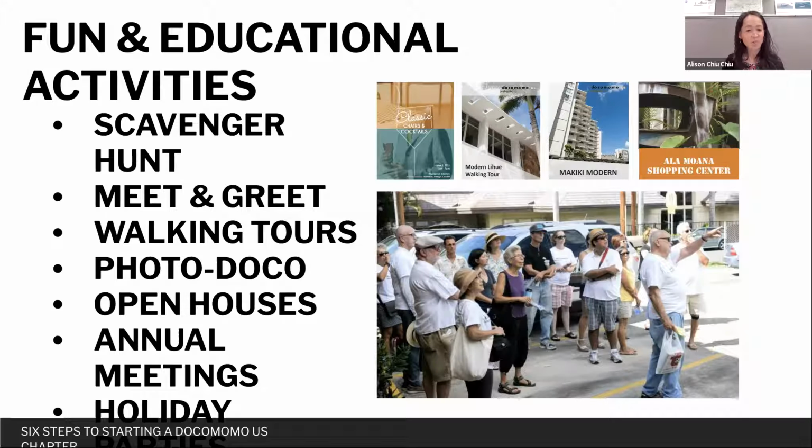I think each chapter will have their own identity depending on your resources and your members. My recommendation from our experience is just to try anything and be open and get that candid feedback from your board and from your members on what works and what doesn't. We were also very creative on little to no budget.